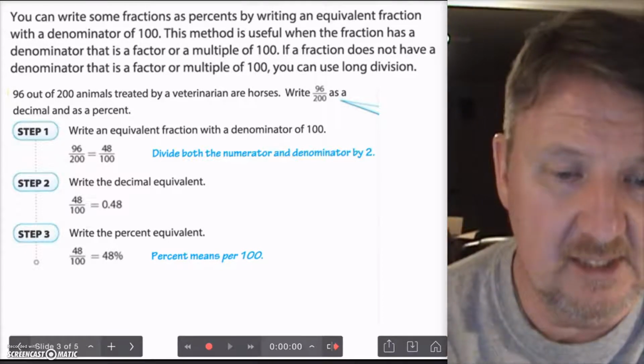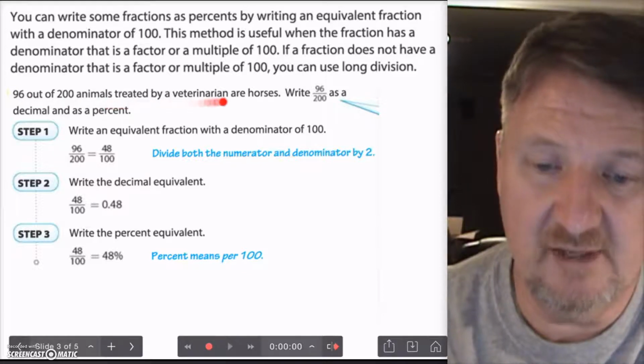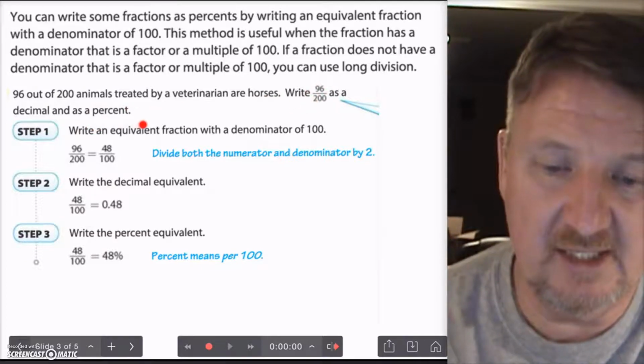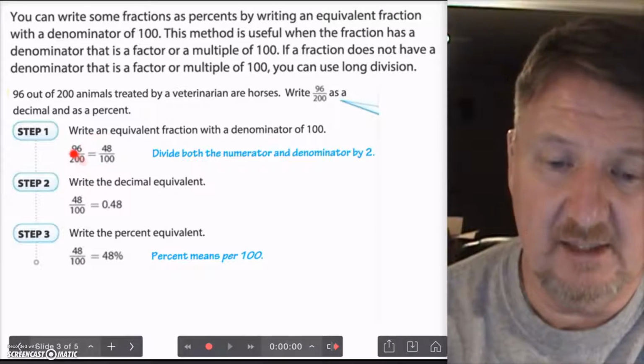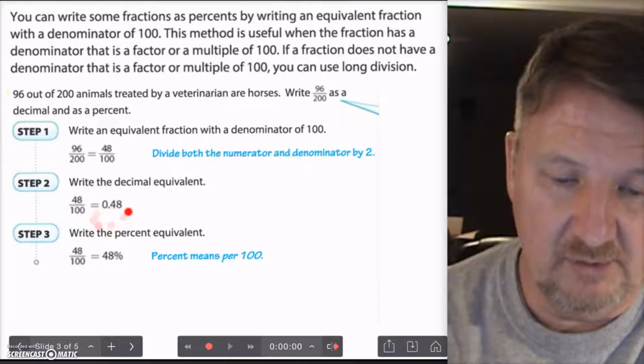But it says, let me get my pointer, 96 out of 200 animals treated by a veterinarian are horses. Write 96 200ths as a decimal and as a percent. So first thing, let's start with a percent.